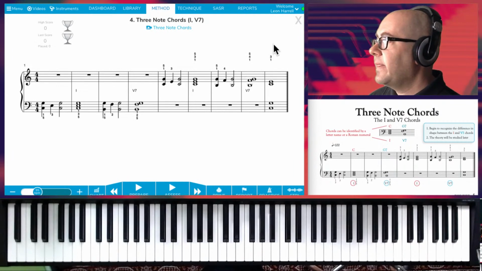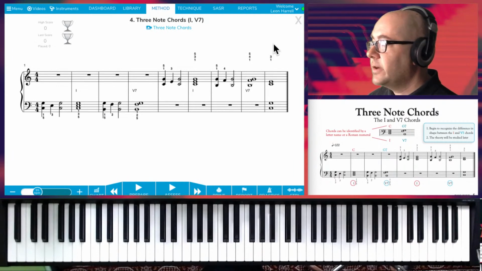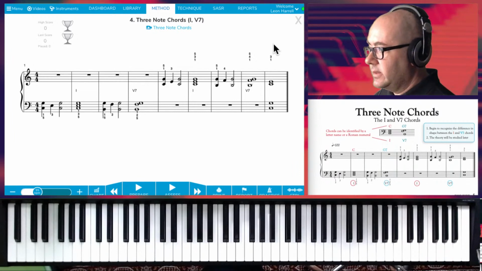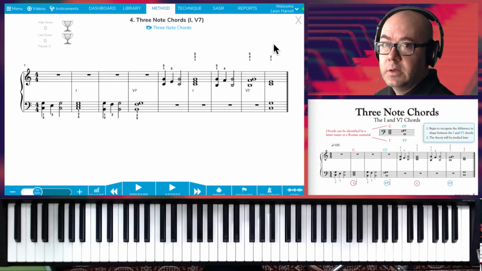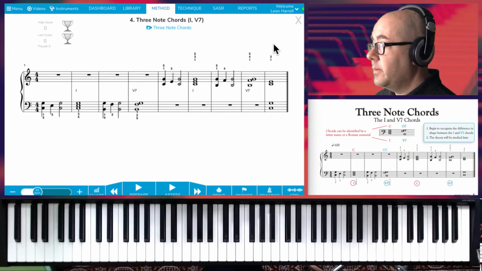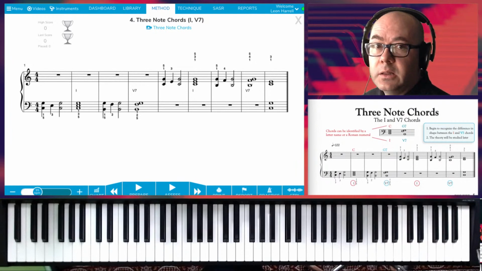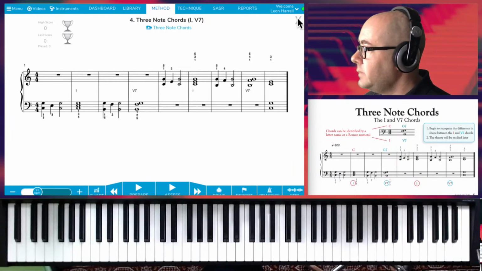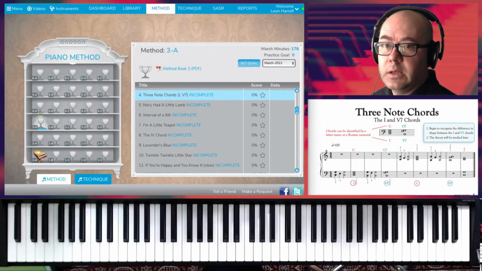Okay, so looking at that 3-note chord, they're introducing to us this concept of the bottom note, the root note, the middle note, the third, and then the top note, which is the fifth. All right, so moving along here, let's close out of that example.